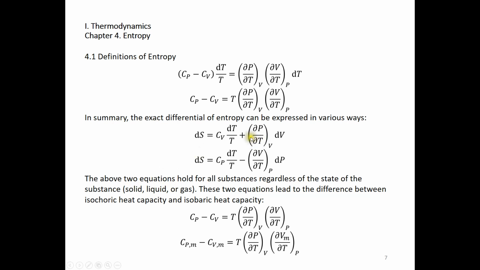And also, by equating these two equations, we can actually derive the expression for Cp minus Cv. It's temperature times ∂P/∂T under constant volume condition, and then times ∂V/∂T under constant pressure condition. Cpm minus Cvm is simply T times ∂P/∂T, and then over here we need to divide the volume by the number of moles. So we have ∂Vm/∂T under constant pressure condition.